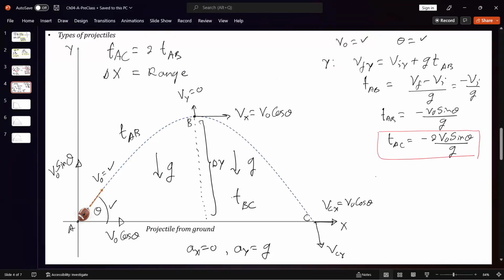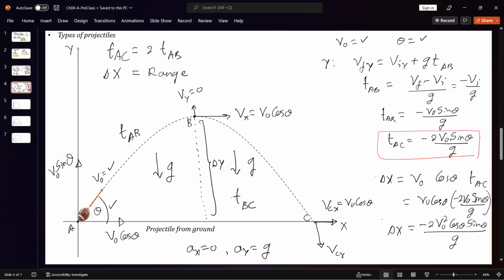For example, let's say I want to find the range. Then in the x-axis direction, we can use only one formula: V0 times cosine theta times the time from A to C, the total time. If you put the time in here, then I will get V0 cosine theta times negative 2 V0 sine theta divided by gravity. If I multiply this together, I will end up with negative 2 V0 squared cosine theta sine theta divided by G. That's the delta x. Now in this formula, the negative sign is going to cancel out because G is a negative number.